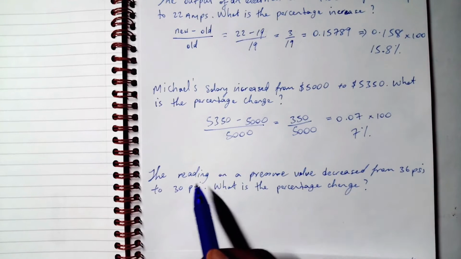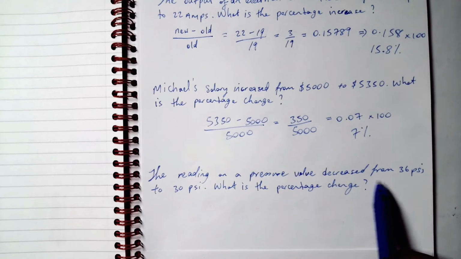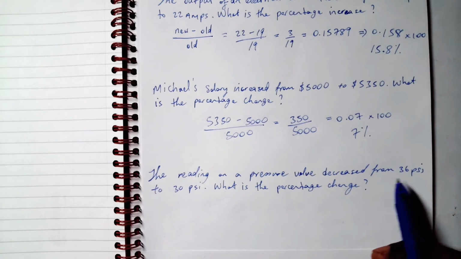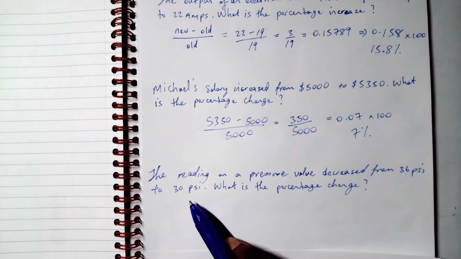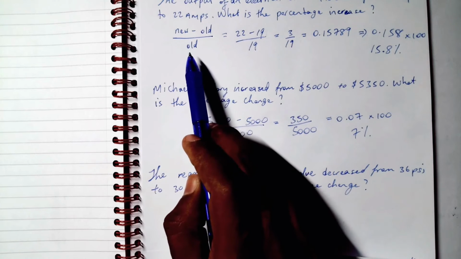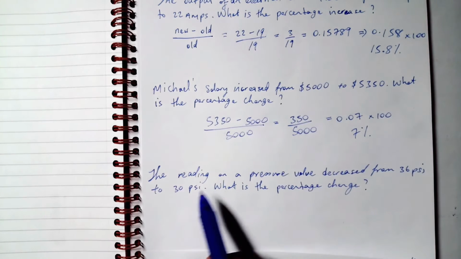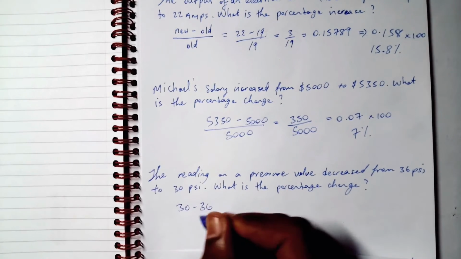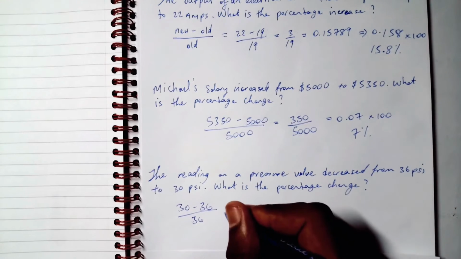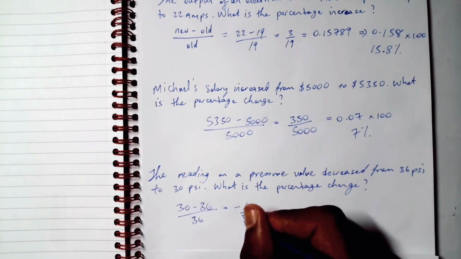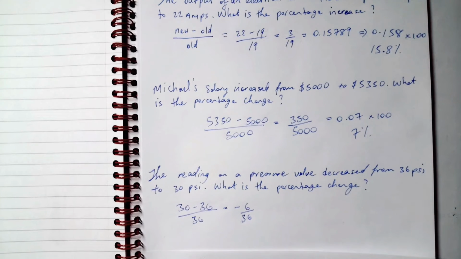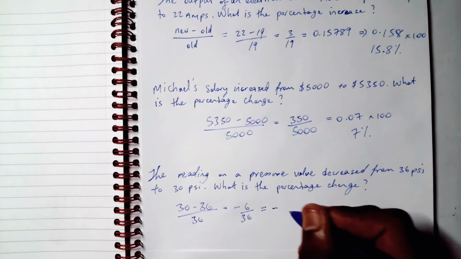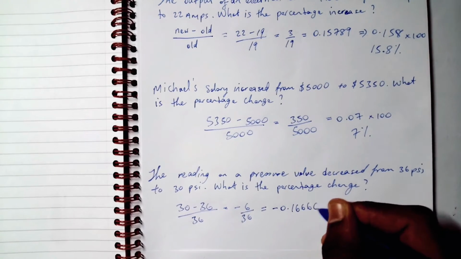We have another example here. The reading on a pressure valve decreased from 36 psi to 30 psi. What is the percentage change? So here we see a reduction taking place from 36 psi to 30 psi. The formula still remains the same. New minus old. This is the new value. This is the old value. So we're going to write this as 30 minus 36 over 36. This is equal to minus 6 over 36. Then we do some calculation and get minus 0.1666 all the way out.